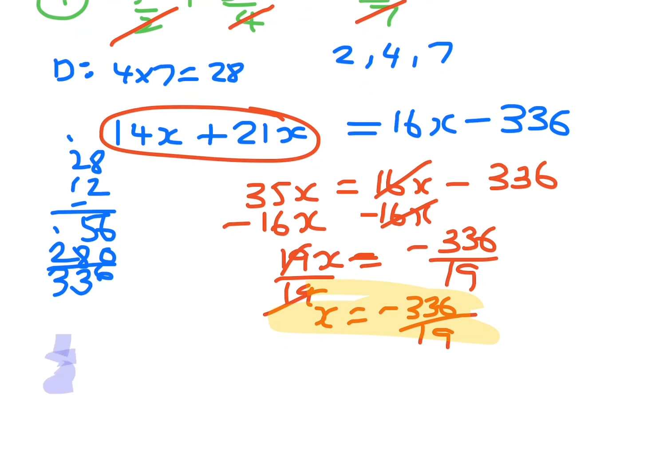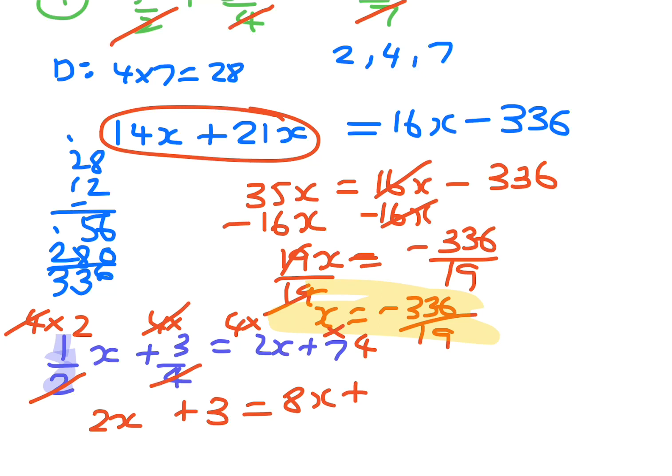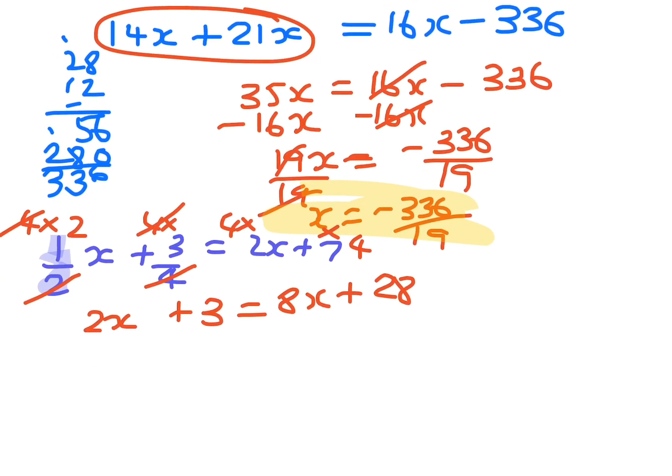Okay. All right. So just one last one. We're going to look at a half x plus 3/4 equals 2x plus 7. Okay, so the most important thing is get rid of those fractions. So the common denominator here is 4. So just multiply it out. 2 into 4 goes twice. 4 cancels. So 2 times x is 2x. And then you have 3. 4 times 2 is 8x. 4 7s are 28.